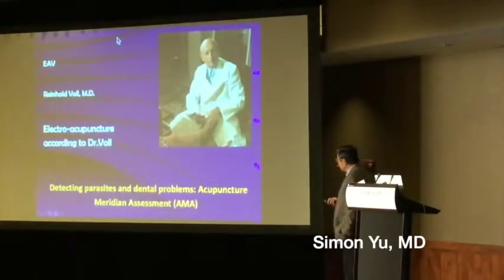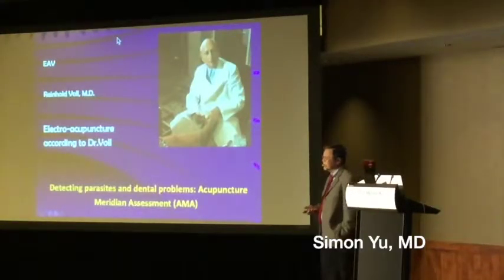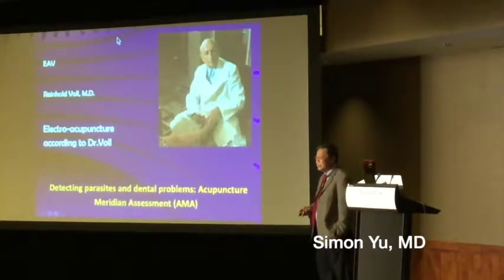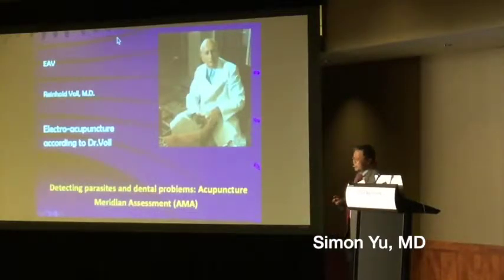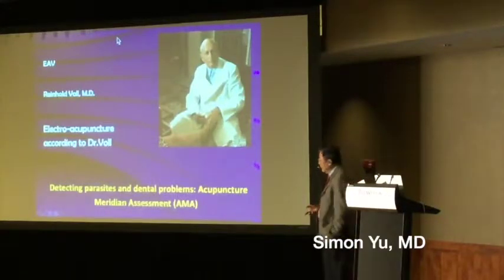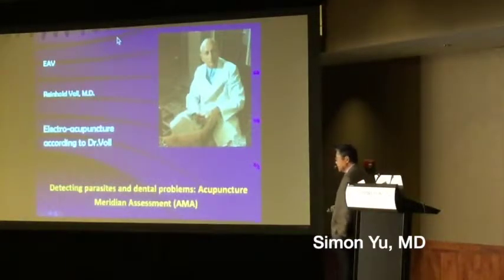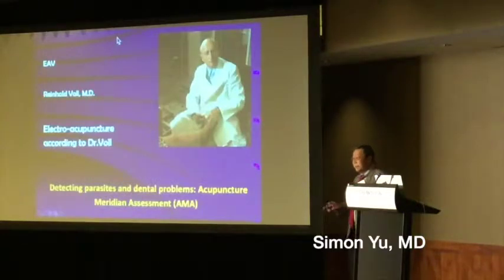So EAB was developed by Dr. Voll, and I simplified the whole process and I call it Acupuncture Meridian Assessment. The classical EAB takes at least 2 to 3 hours or more, and I can do all those basic EAB meridian tests in about 10 to 15 minutes. A lot of these EAB practitioners say, you're not doing EAB, it's something different, so I just gave it a new name, AMA, as a simplified version of EAB.